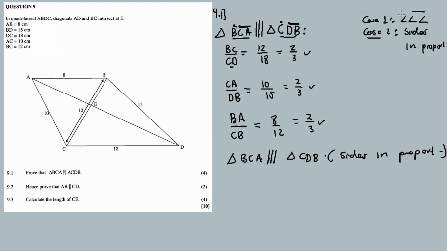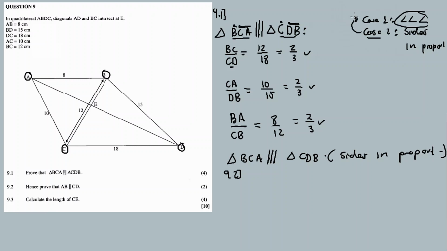If it were angles, let's calculate all the angles in both triangles and compare. Then, when they are equal, we prove it by angle. So this was case number 2 of similarity from 9.1. 9.2. Hence prove that AB is parallel to CD. Now AB parallel to CD. Right? So we go back to case number 1.